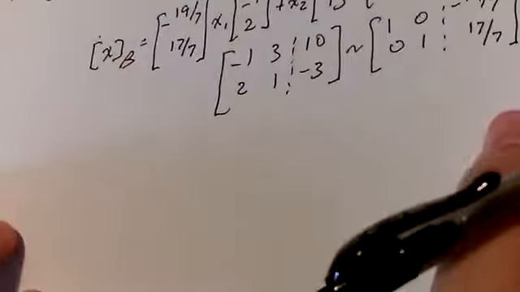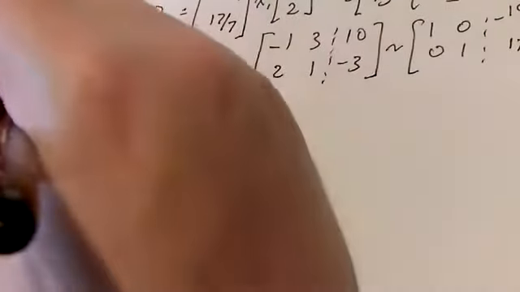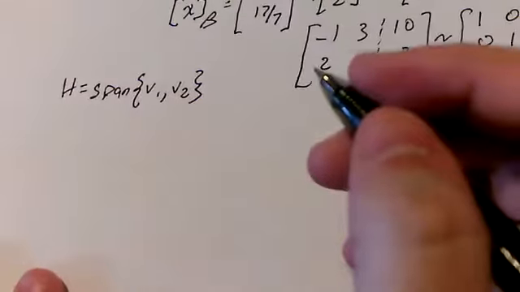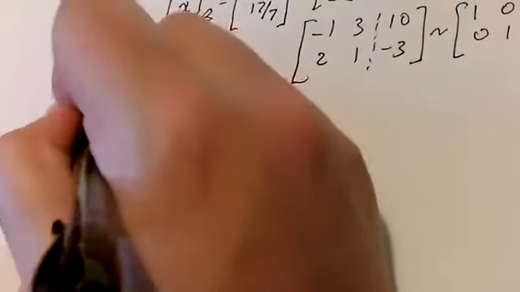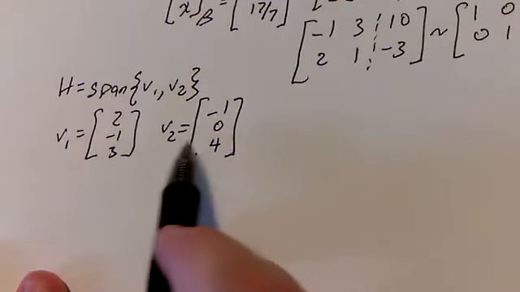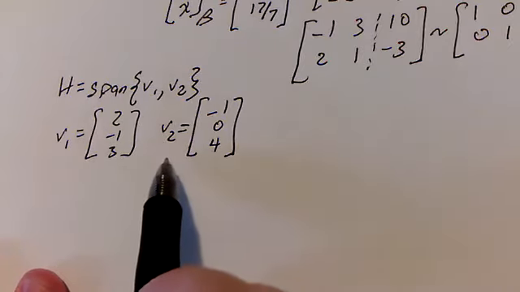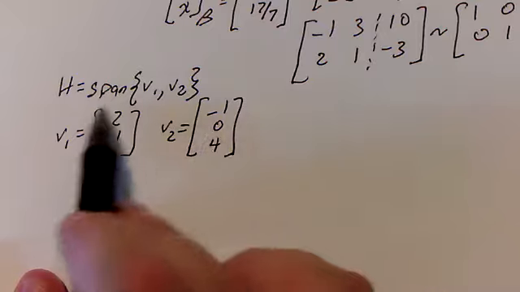So I'm going to have a space H. Okay, my space H is equal to the span of two vectors, v1 and v2. Okay, and my vectors are v1 equal to 2, negative 1, 3, and v2 equal to negative 1, 0, 4. Now, I only have two vectors here, but they are in R3, so they do not cover all of R3. So remember, two vectors is going to give us a plane. So we have a plane through the origin here in R3.